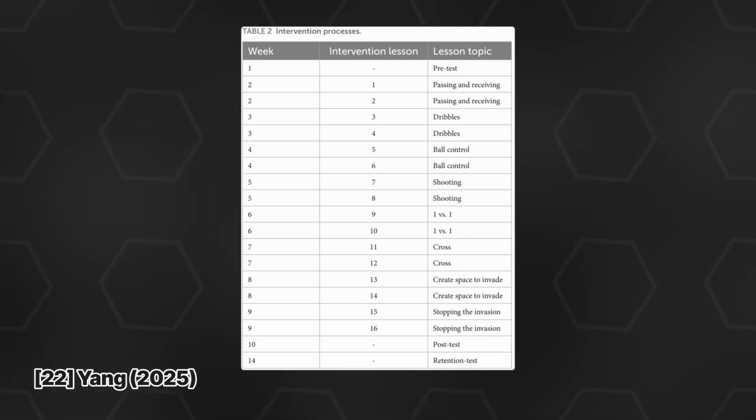The 2 groups were coached for 8 weeks in these different ways. They were tested again after the training, waited 4 weeks, and then were tested again for retention. You can see the 14-week training intervention in this table, and the results show significant differences.